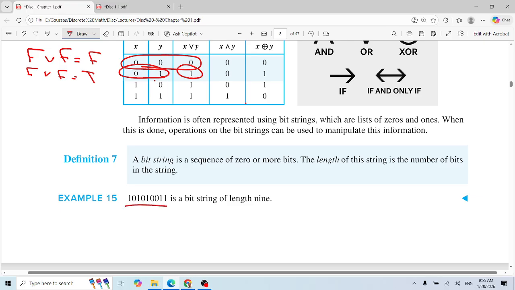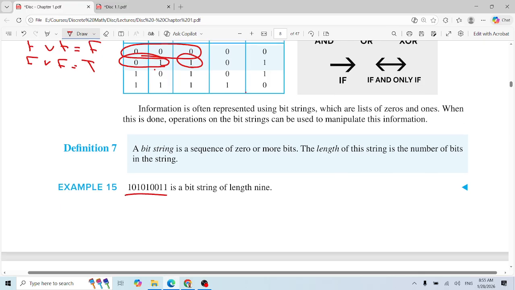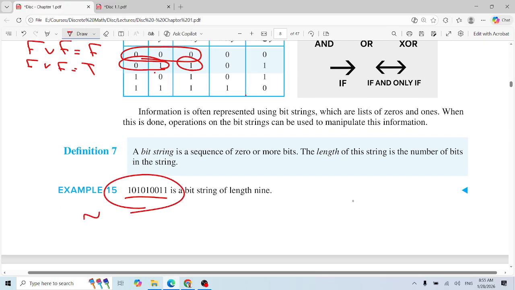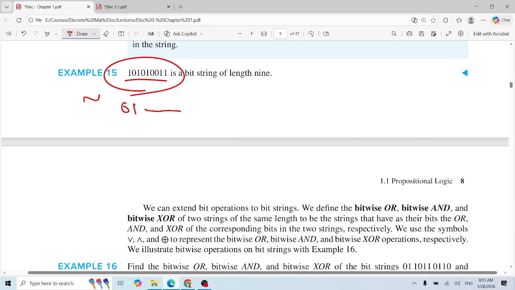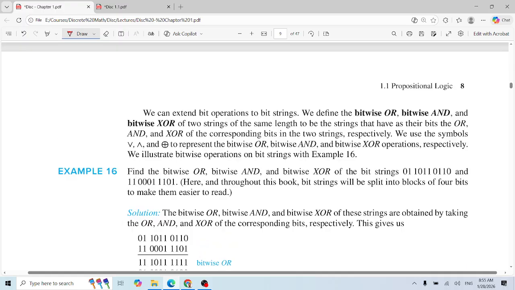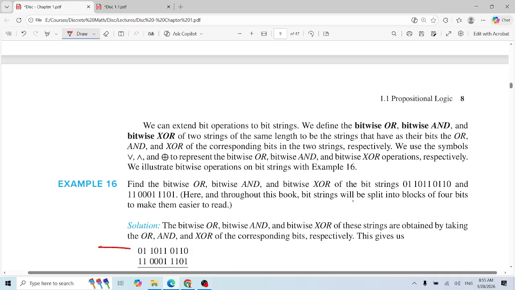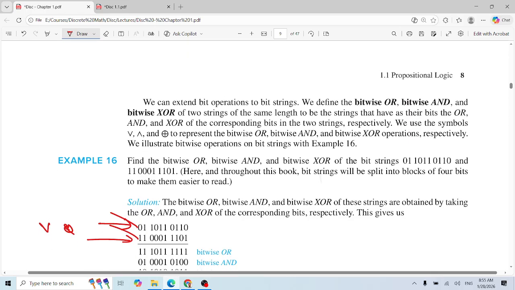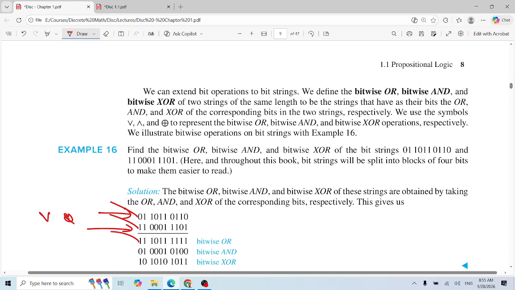This is called a bit string when they are together. You are more familiar than me with this part. So how about if I say negation of this? You'll change to 0, 1, 1, yeah? Like that. So I think it's easy for you. How about if we have two bit strings? Make an OR between them. So I know 0 or 1 is 1. How about if I say and?